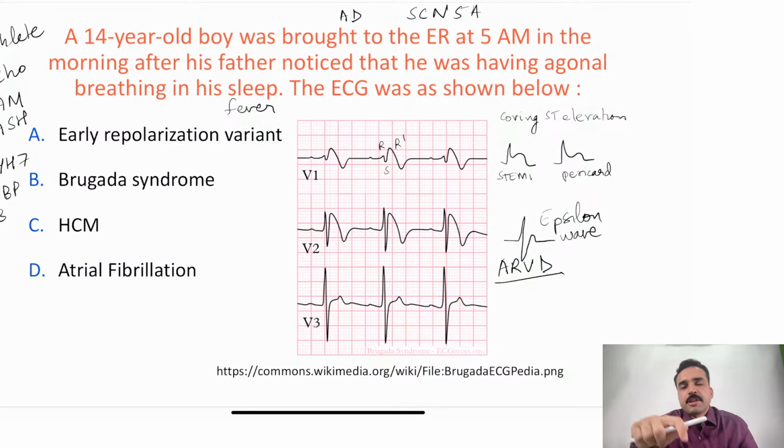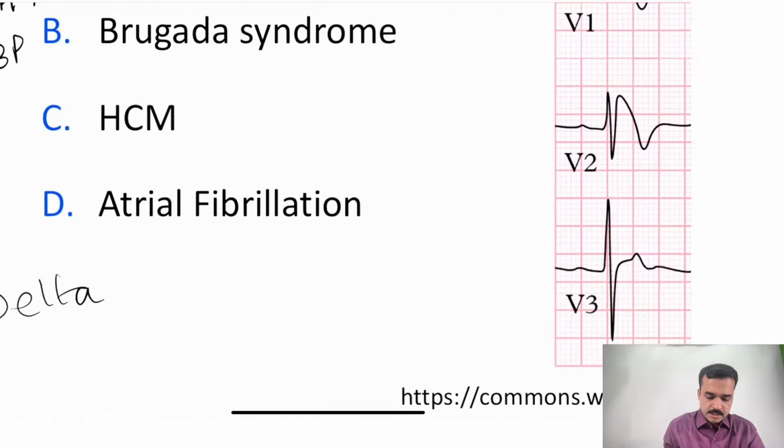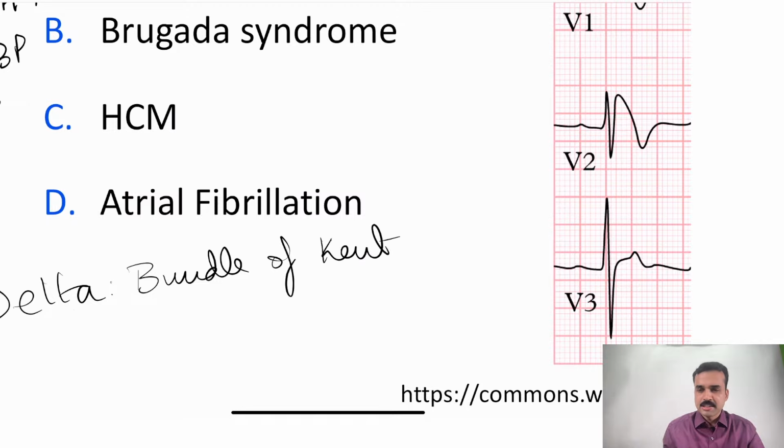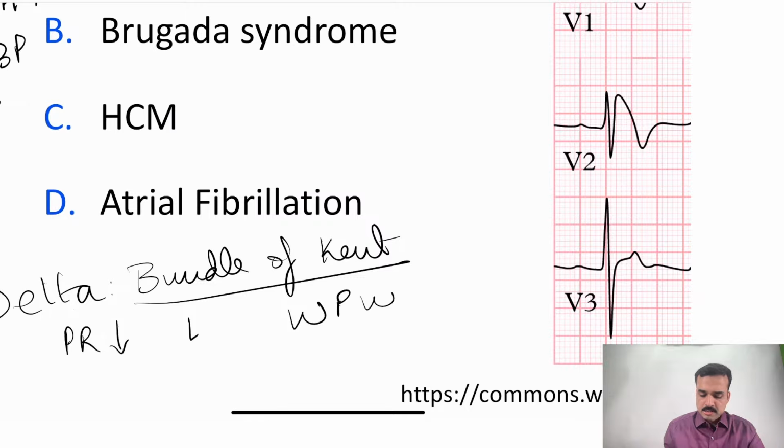What about delta waves? Where do you get delta waves? Everybody knows this. Other important points include bundle of Kent. I'll wait for the answer. Bundle of Kent, delta waves, PR being short. And the bundle of Kent is generally left lateral. Very good. WPW. Okay, so WPW, Wolff-Parkinson-White syndrome.